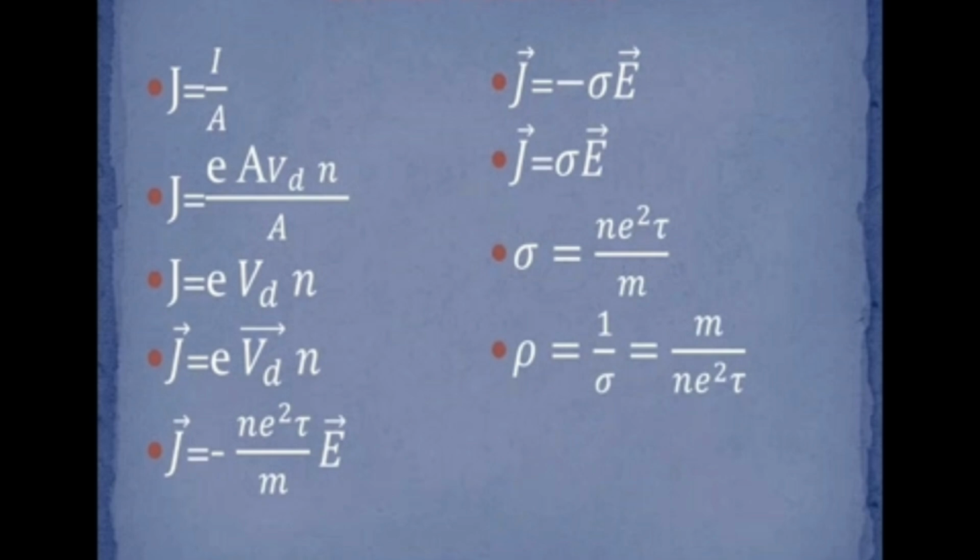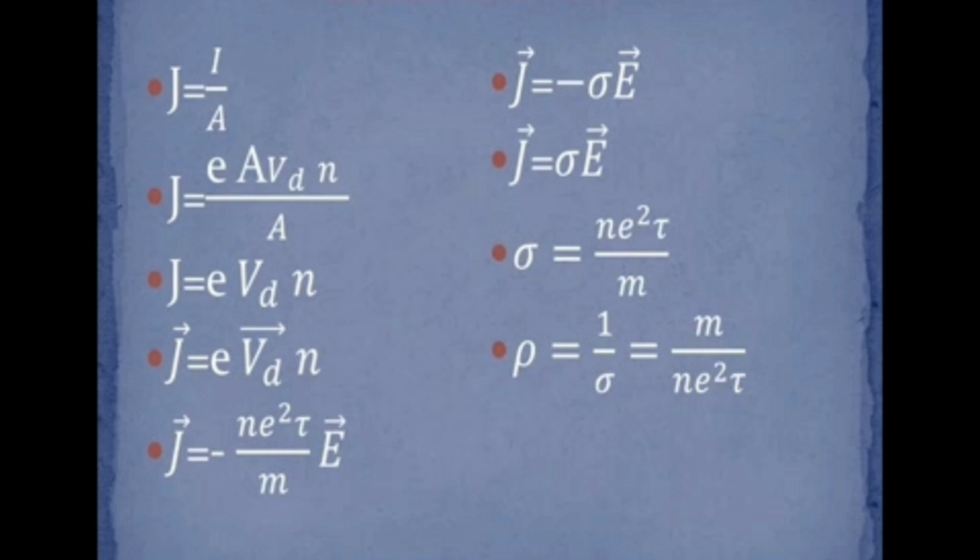Next one, see that this is called rho. Sigma is conductivity, rho is called resistivity. Resistivity equal to reciprocal of conductivity. Conductivity means it conducts, resistivity means it opposes, both are opposite. So these two things are reciprocal to each other. So here resistivity equal to reciprocal of conductivity. So 1 by sigma is equal to M by N E square tau.